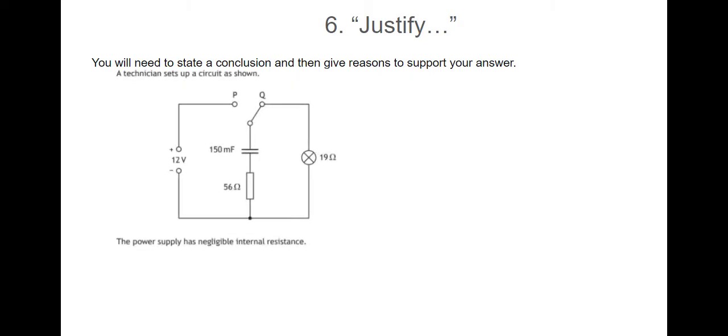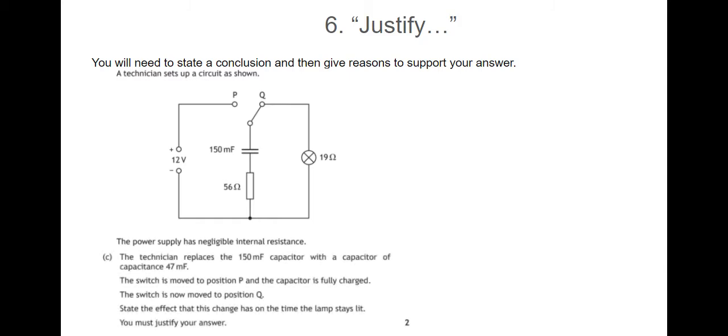There's a slightly different type of question here. This is a capacitor question. And what it talks about is the capacitor being discharged through this lamp. The lamp flashes and then turns off as the capacitor discharges. The capacitor is then replaced with one of 47 millifarads, about a third of what it was originally. And what happens to the time that the lamp flashes for? State the effect this change has on the time the lamp stays lit. You must justify your answer.